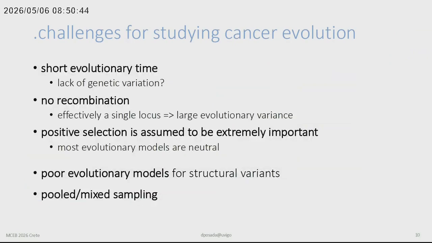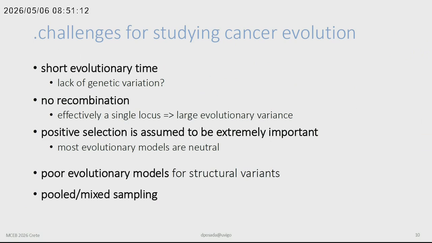There are several challenges to study cancer evolution. One of them is this short evolutionary time. You might think that we have lack of genetic variation, but I just told you that we accumulate 500 million mutations per second in our body. Okay? Not in the same cell, indeed. Right? And as we get better and better techniques, we are able to distinguish more and more of these mutations. So probably this is not a challenge any longer.